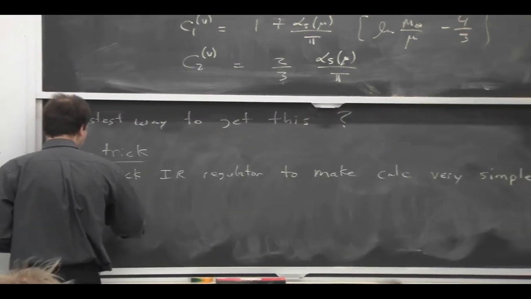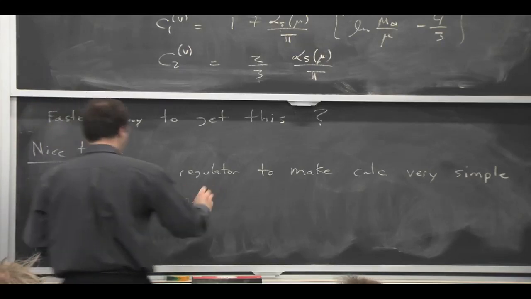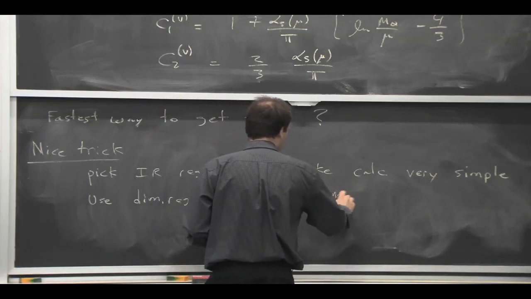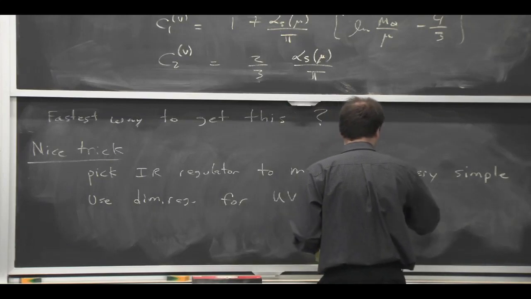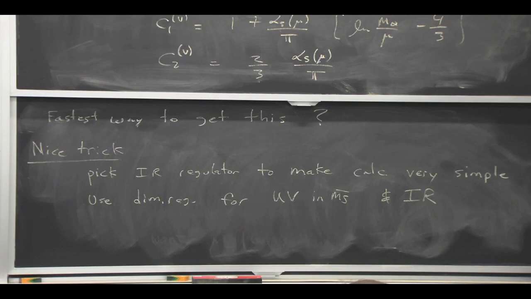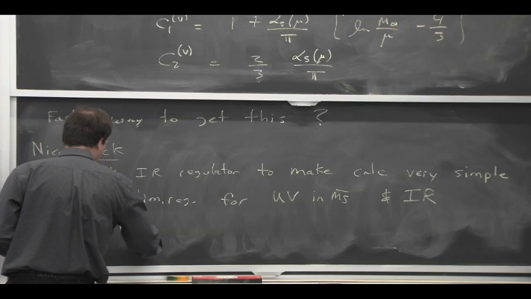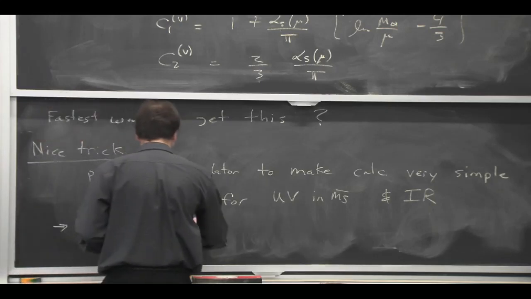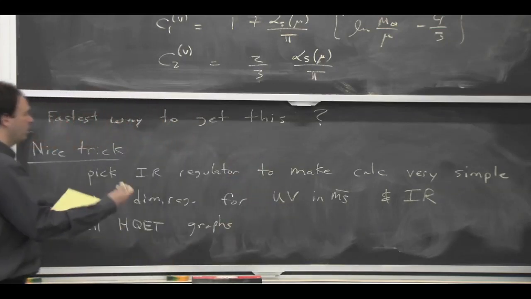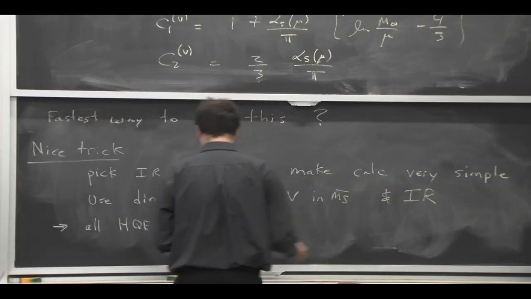And the choice that does that here is to use dimensional regularization for the UV, as we've been discussing, but also for the infrared. So let's use dimensional regularization for both. If you do that, you can convince yourself that all heavy quark effective theory graphs with on-shell external momentum. So I can take the external momentum on shell. I don't need it to regulate divergences because I'm going to use dim reg to do that.